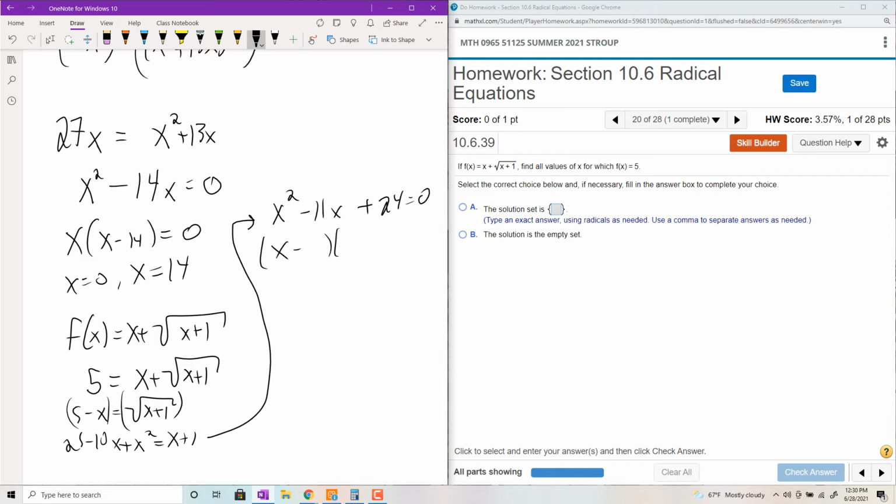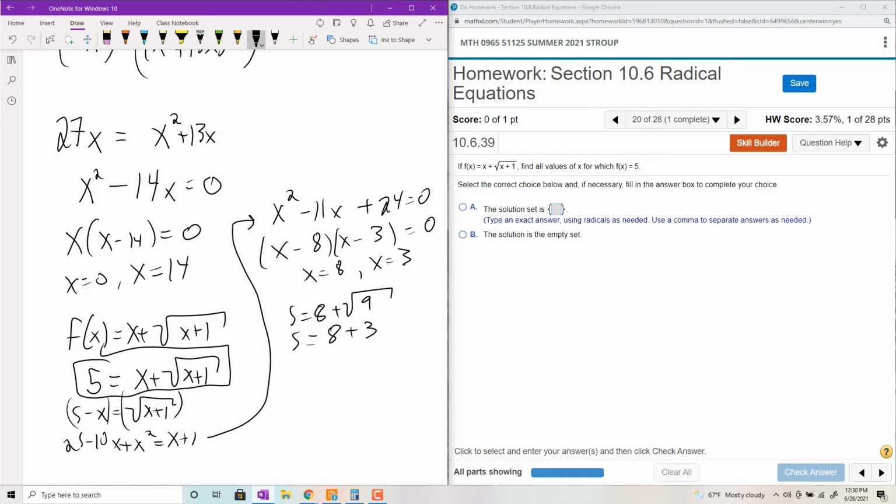Factor. And then finally check your solutions in this equation here. Okay, so 5 equals 8 plus 1 is 9 plus 3. That doesn't work. So 8 gets tossed, and then try 3. Square root of 3 plus 1 is 4. And that one works. So your only solution is 3.